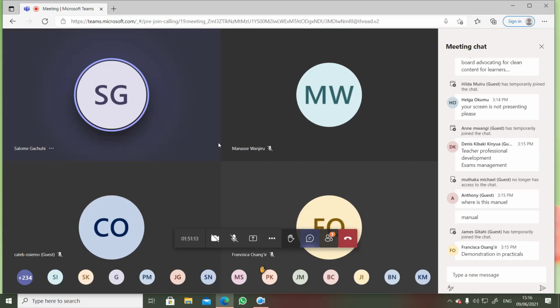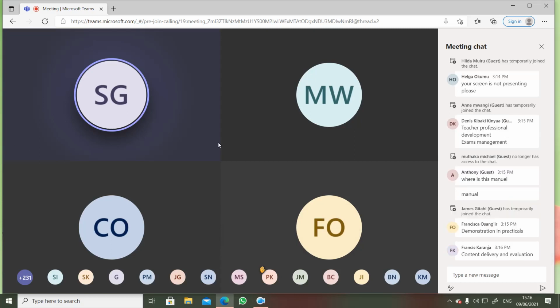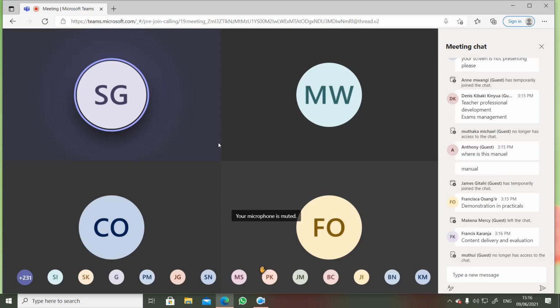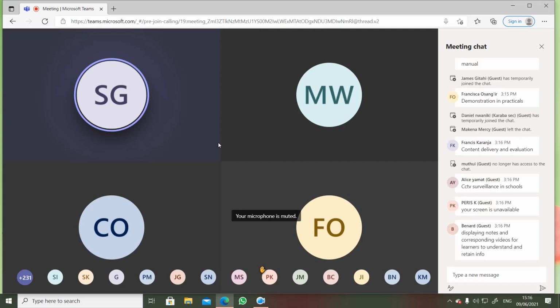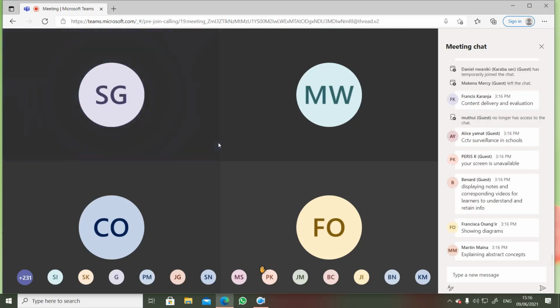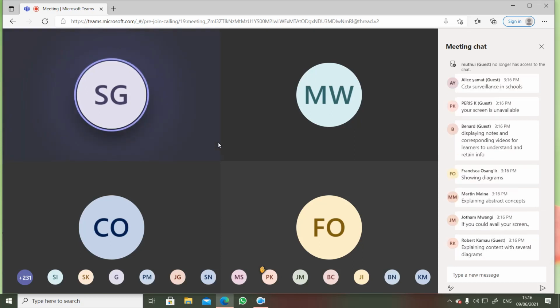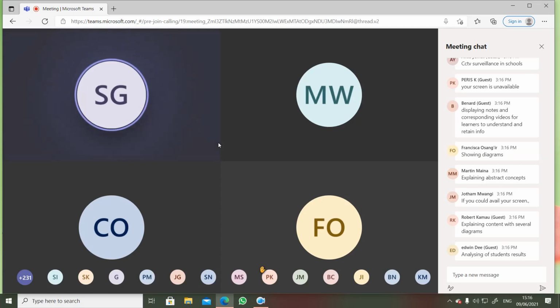And then somebody is saying demonstration in practicals. So that is an area where you can use ICT integration. Another response is content delivery in schools, CCTV surveillance. Somebody is saying my screen is available, and I said that it goes off, so you just bear with it. So you put your chat there. Explaining content with several diagrams. Yes.